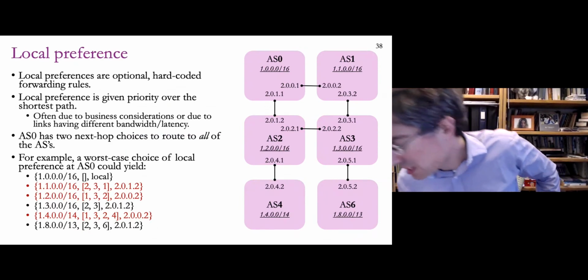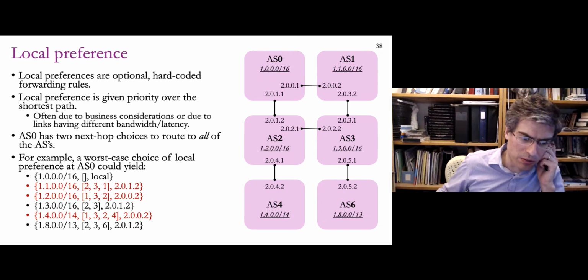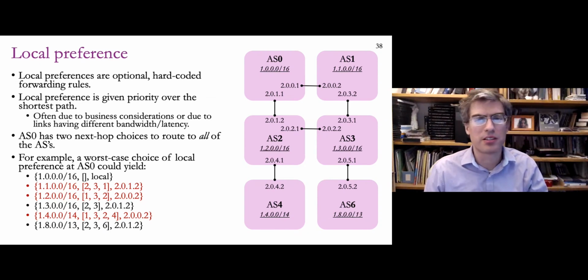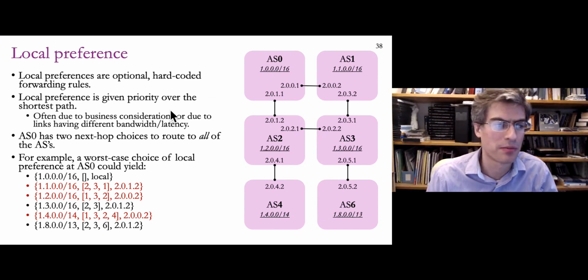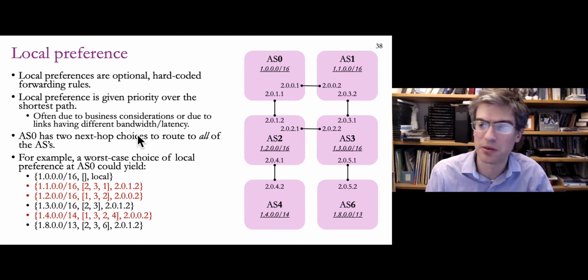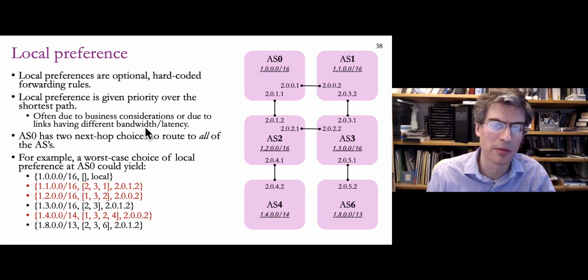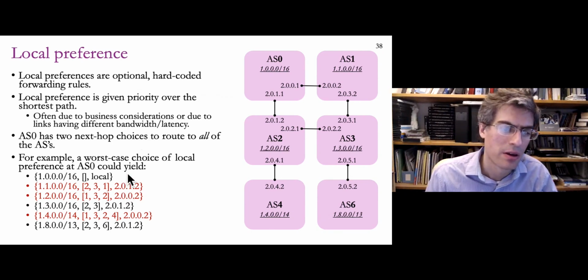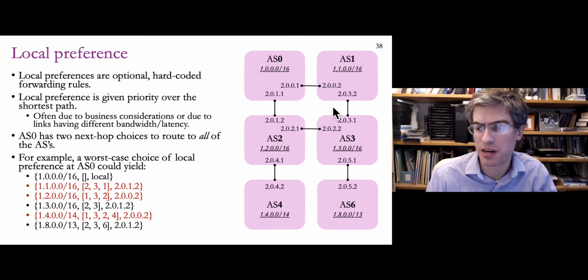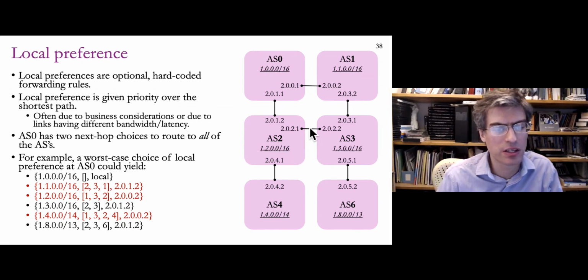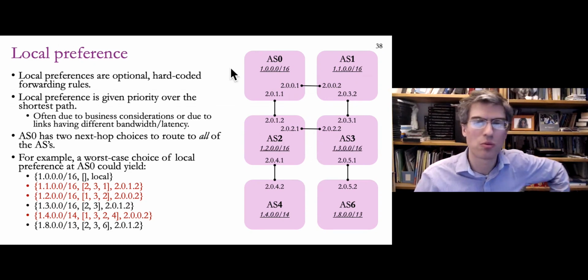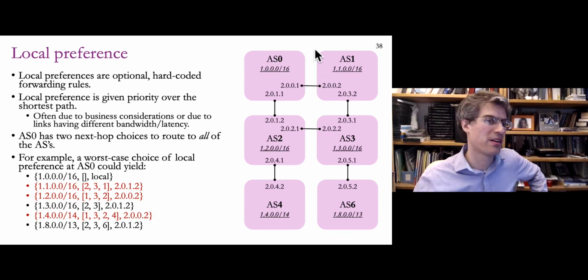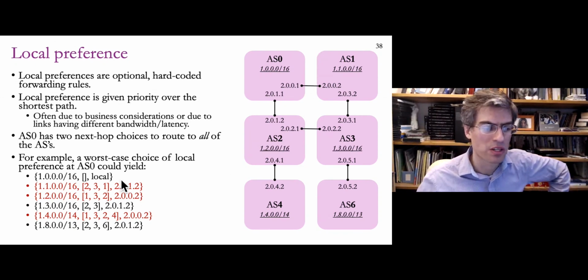So I said before that it's not all about shortest path. There's also local preference. You can implement policies that hard-code certain routing, often due to business considerations or knowledge you have about other technical things that aren't really captured in the hop count, like bandwidth limits and latencies. So AS0 has two choices here to reach this entire fake intranet. We could actually use local preference to subvert the shortest path that BGP will come up with and get the worst possible choice in terms of hop count, but you can do this with local preference if you wanted to.